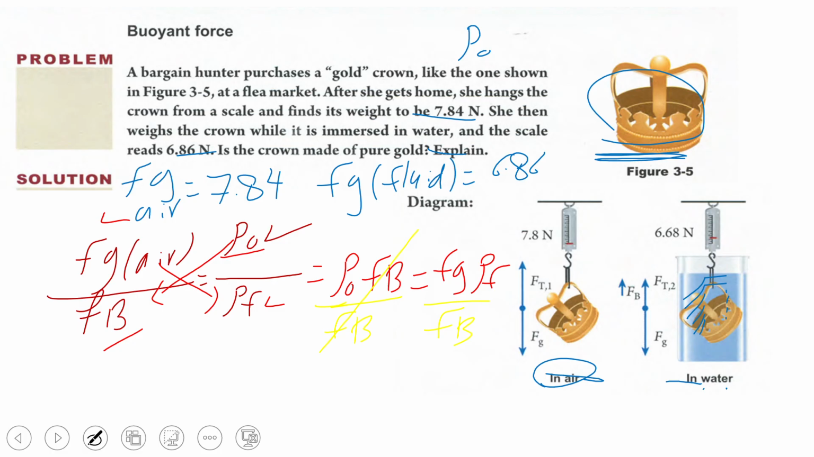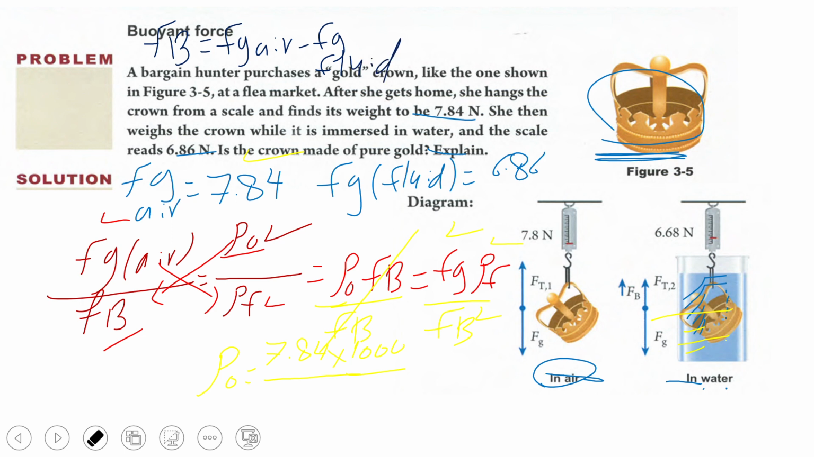These two Fb will be cancelled. So the density of the object equals Fg of the object in air, 7.84, times the density of the fluid, because it's under the water. The density of the water is all the time 1,000, over the buoyant force, but there is no buoyant force. But as we mentioned in the previous slide, we have another rule to find buoyant force. Buoyant force equals Fg of the object in air minus Fg of the object in fluid.